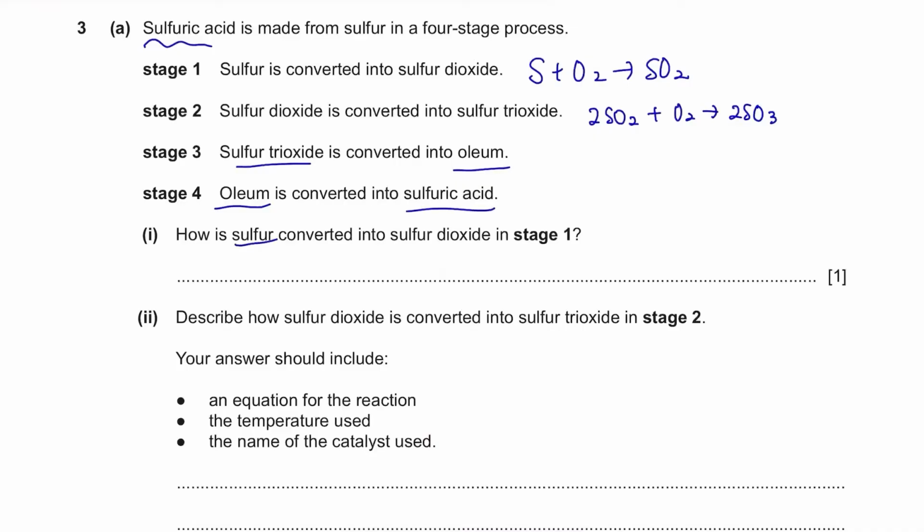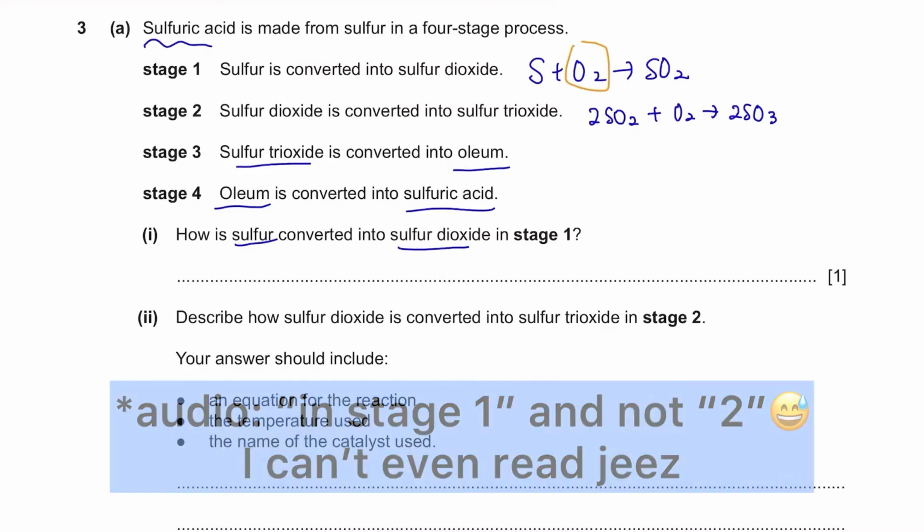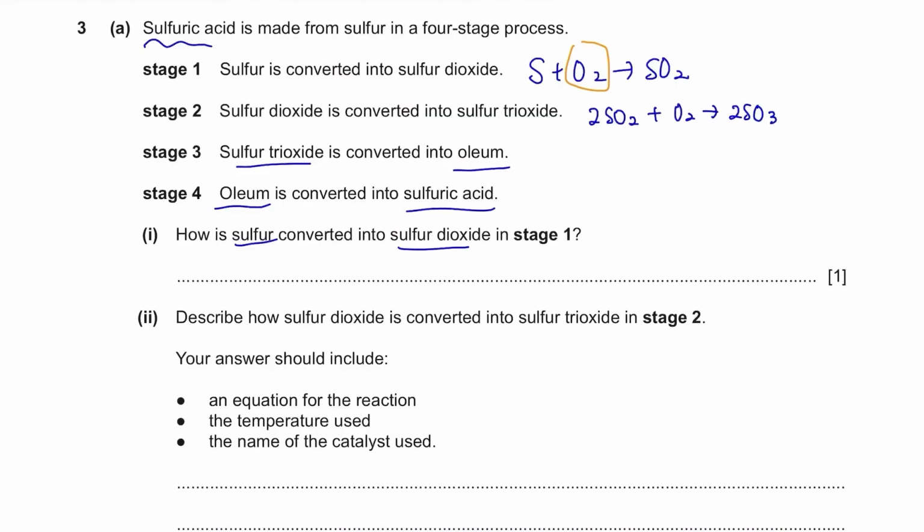How is sulfur converted into sulfur dioxide in Stage 1? You can see that oxygen is added to it, and it's by heating in air, so sulfur bonds with oxygen in air.